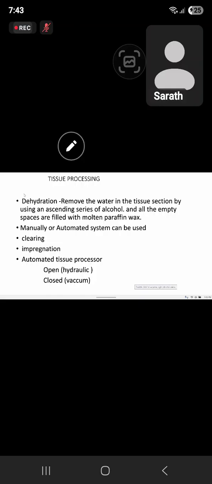For that, nowadays nobody is doing it manually. All use automated tissue processors. There are two types of automated tissue processors. One is called open or hydraulic. Second one is called vacuum one.